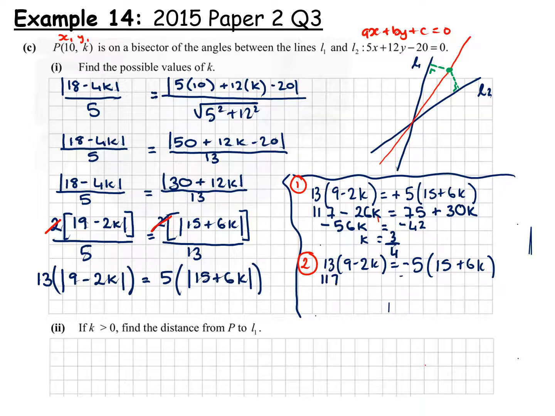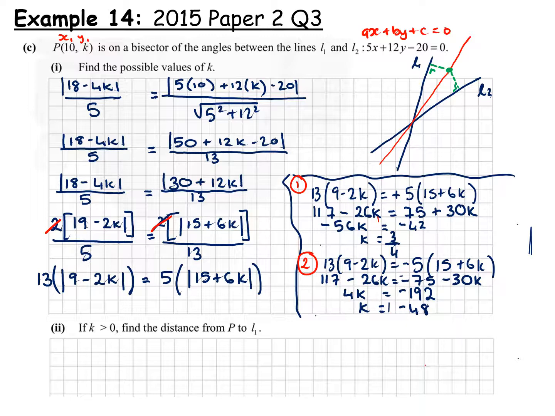So let's work through here. 117 minus 26k equals minus 75 minus 30k. Bringing 30k across, we get 4k here. So here we get minus 75 minus 117. That's 192 negative. Divide that by 4. And k is equal to minus 48. So there are 2 values of k.